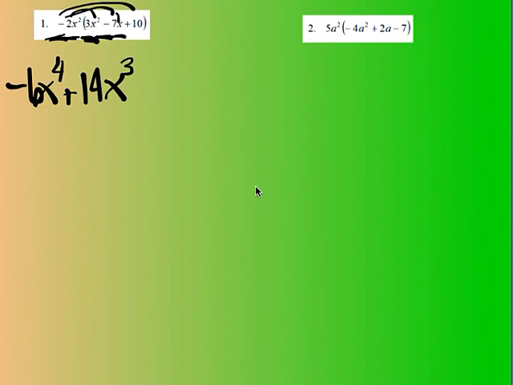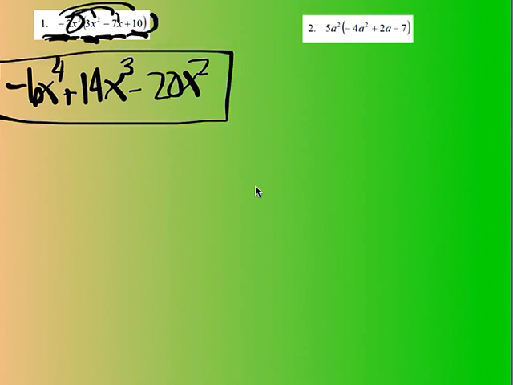Okay, then finally, we're going to do negative 2 times 10, which is going to give me a negative 20. But I also need to remember to tack on that extra x squared at the end there. So even though it wasn't written, there was no x with the 10, there is an x squared with the negative 2 that needs to be considered when you're looking at number 1.